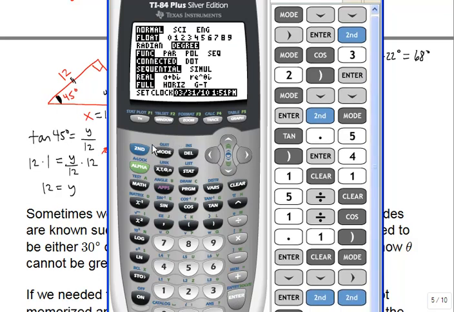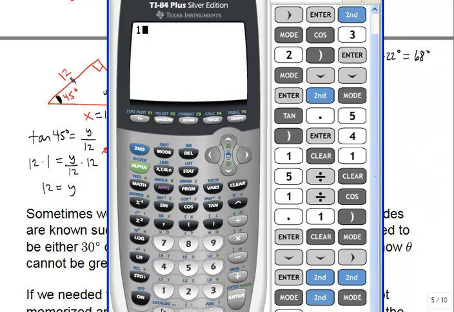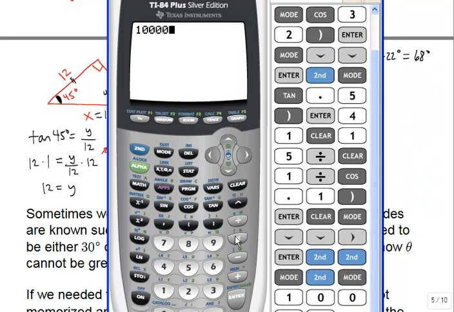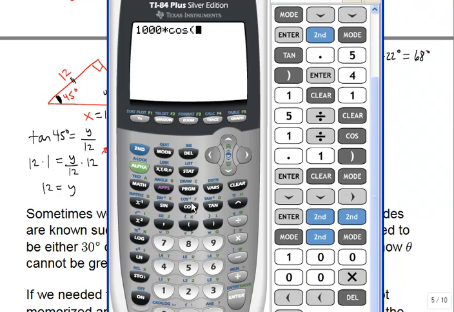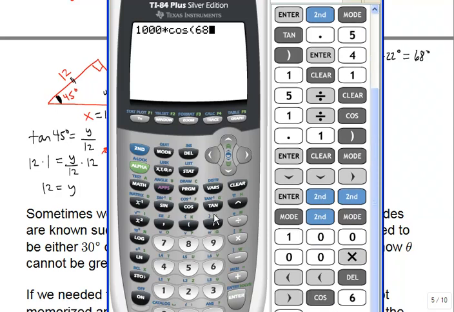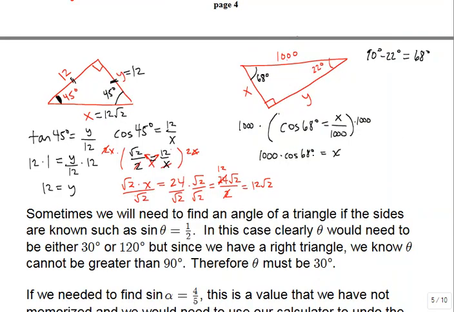And we wanted 1,000 times cosine of 68. And that gives me 374.61. I'll round off to 2 decimal places here. So x is approximately 374.61.